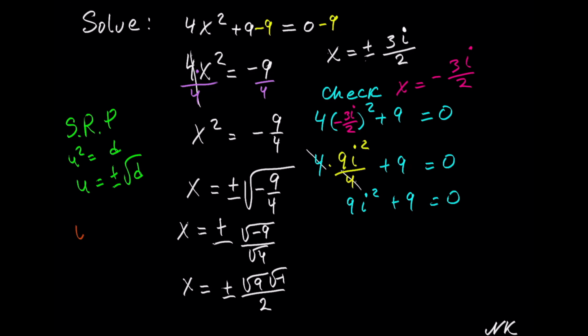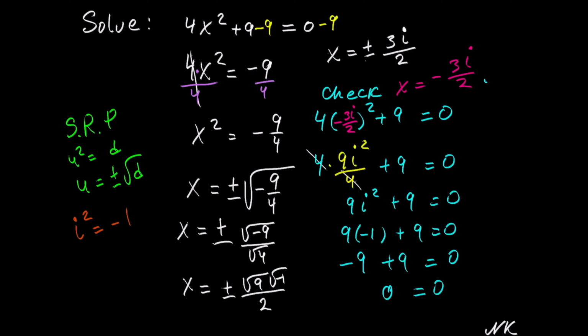We need to remember that i squared is equal to negative 1. So we get 9 times negative 1 plus 9 is equal to 0. This gives us negative 9 plus 9 is equal to 0. Negative 9 plus 9 is 0. So 0 is equal to 0. So our solution of negative 3i out of 2 checks out.